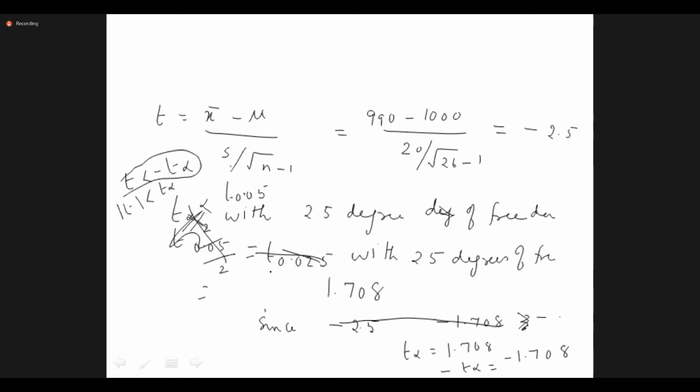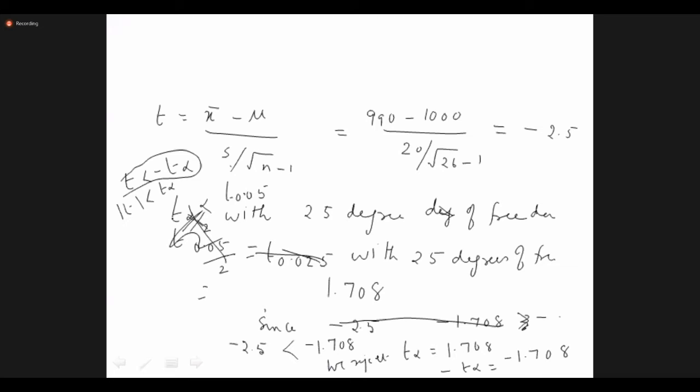Left tail test, T less than minus T alpha, we reject the null hypothesis. What is the T value? T value is minus 2.5. It is less than minus T alpha or not? Yes. So we reject the null hypothesis. It is less than minus 1.708, we reject the null hypothesis.